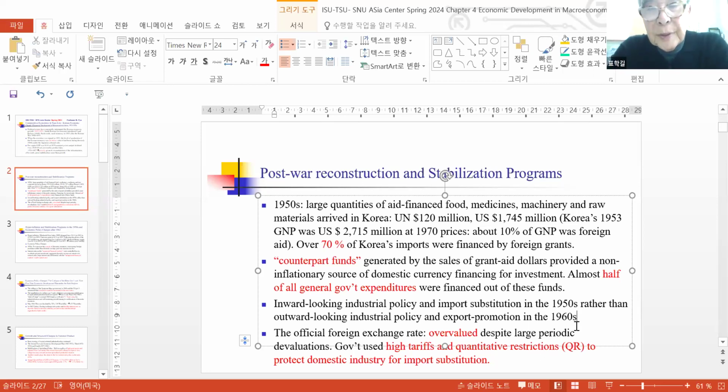Then what's the difference? Why did the Korean government have to pursue inward-looking industrial policy and import substitution in the 1950s rather than outward-looking industrial policy and export promotion in the 1960s? Okay, that can be explained by the so-called twin gap.